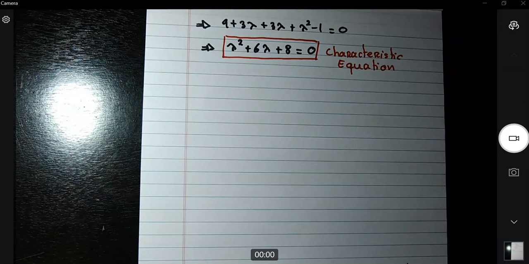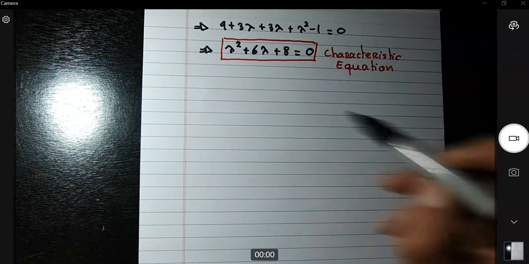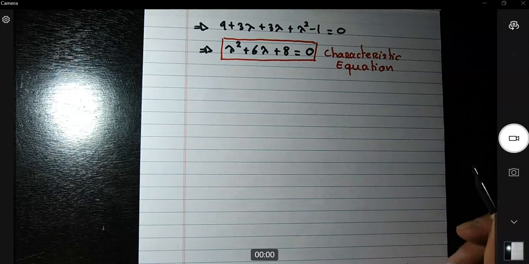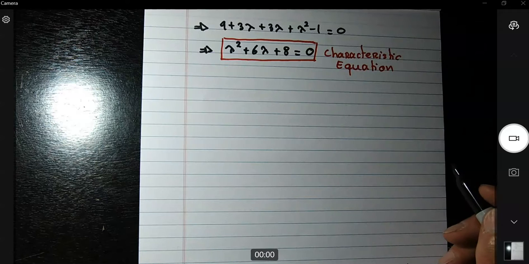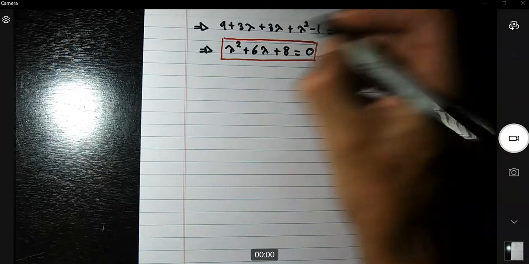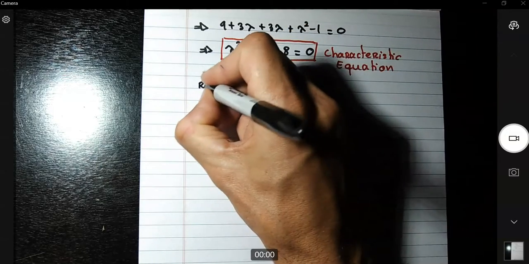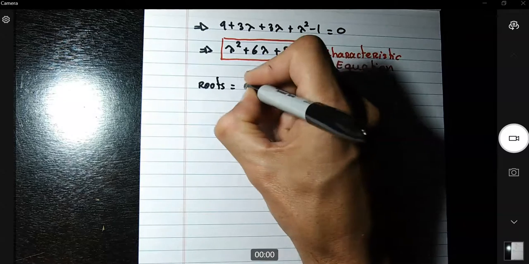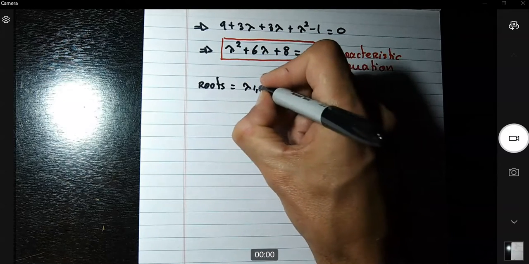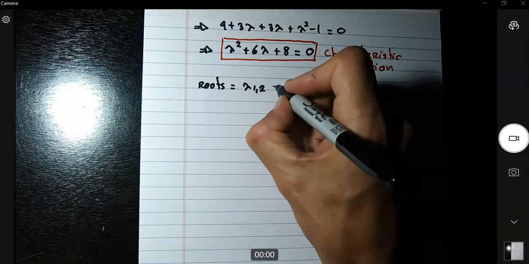So as you can see, it's a quadratic equation, so it's second order, so we need two roots, okay? So if we solve for the eigenvalues, what do we get? We're going to get that the roots of that equation are actually going to be equal to the eigenvalues, so lambda 1, 2 will be equal to what?